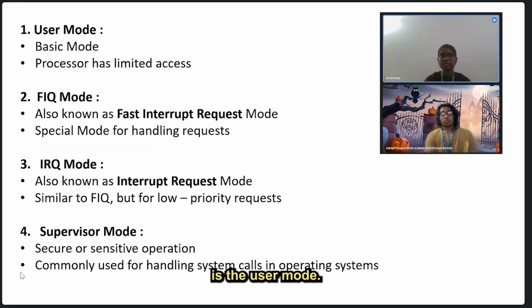Now the first mode is the user mode. This is a very basic mode of the processor, and when the ARM processor is in this mode, it has very limited access. Next comes the FIQ mode. FIQ mode is also known as fast interrupt request mode, and this is a special mode used for handling requests. When the ARM processor is in fast interrupt request mode, it serves the interrupt requests which are of high priority.